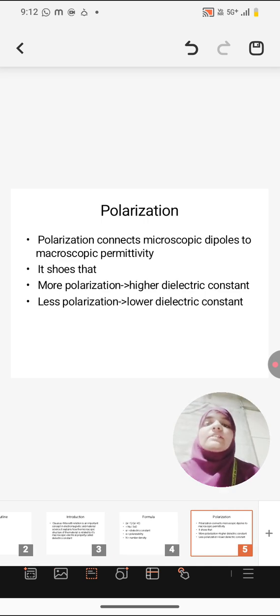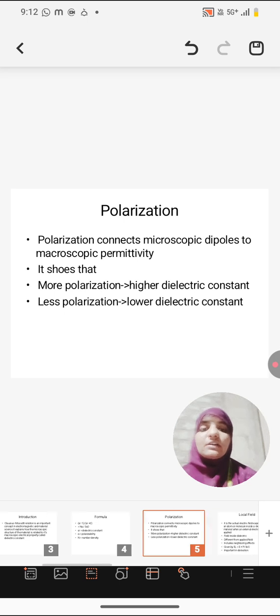Polarization. How it acts in Clausius-Mossotti relation. Polarization connects microscopic dipoles to macroscopic permittivity. It shows that more polarization indicates a higher dielectric constant and less polarization indicates a lower dielectric constant.